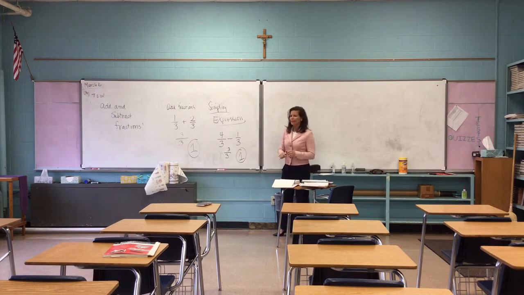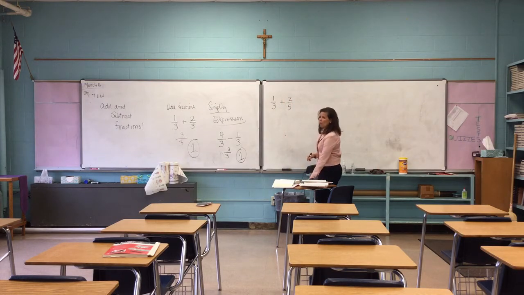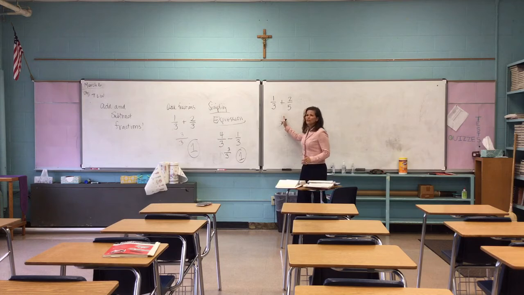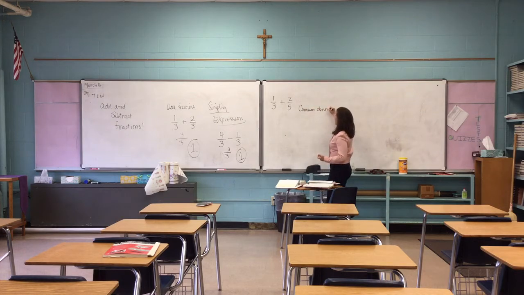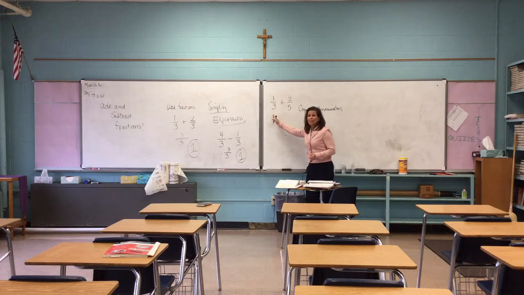What happens if the denominators aren't the same? I know most of you are like, yeah, I got this, which is very good. That makes me happy. If I have 1/3 plus 2/5, what am I going to do here? In order to add these, you have to have common denominators. What's the lowest common denominator for 3 and 5? Hopefully you're thinking 15. I am too.